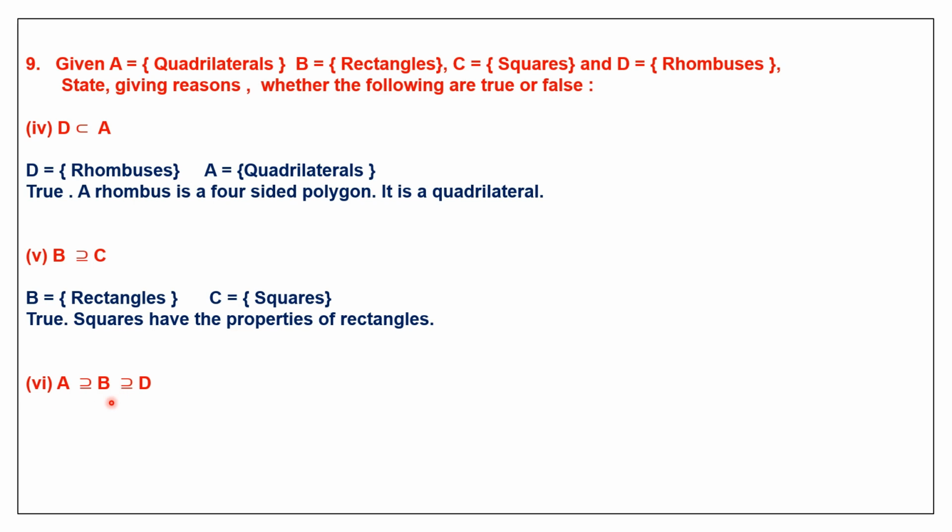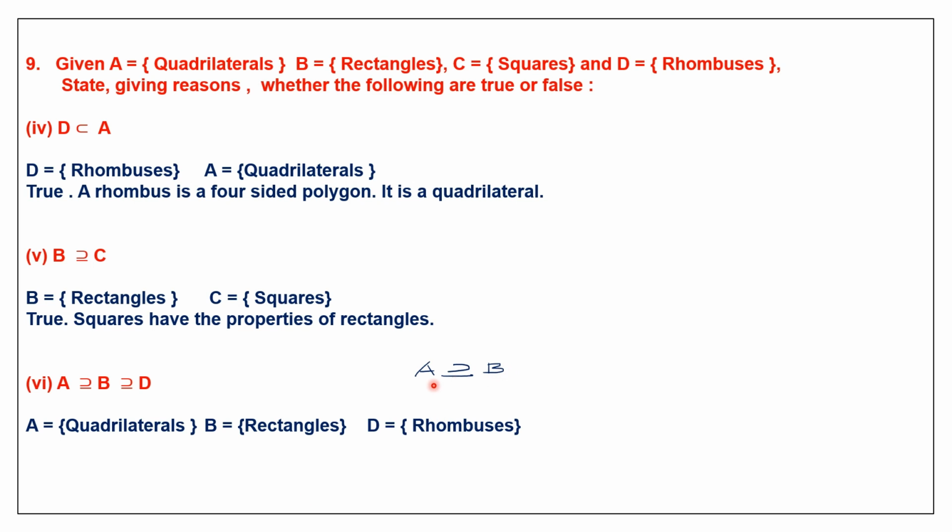A is a superset of B, which is a superset of D. So let's write down all the elements of A, B, and D. A is quadrilaterals, B is rectangles, and D is rhombuses. Now, what does this mean? A is a superset of B means all the elements of B should be there in A. So, elements of B are rectangles. Are rectangles quadrilaterals? Yes. So, this part is okay. So, that part is true. That is, A is a superset of B because all the elements of B are there in A.